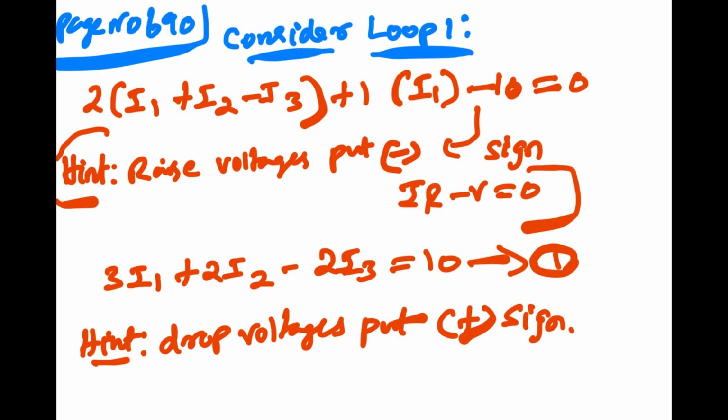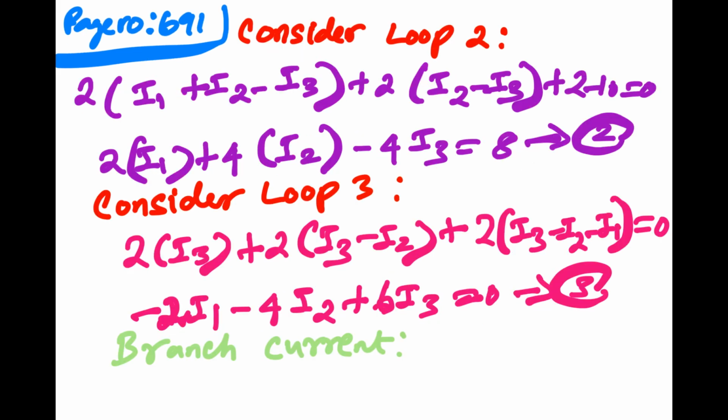Apply KVL in the loop current method. First take resistance 2, which depends on the loop currents I1, I2 and I3: 2 into I1 plus I2 minus I3. I1 and I2 are in the same direction and I3 is in the opposite direction, so put a minus sign. Plus 1 and 2 depend on I1. Considering loop 1, it contains the 10 volt supply, so minus 10 equals 0; a rise voltage gets a minus sign. Thus we obtain the first equation.